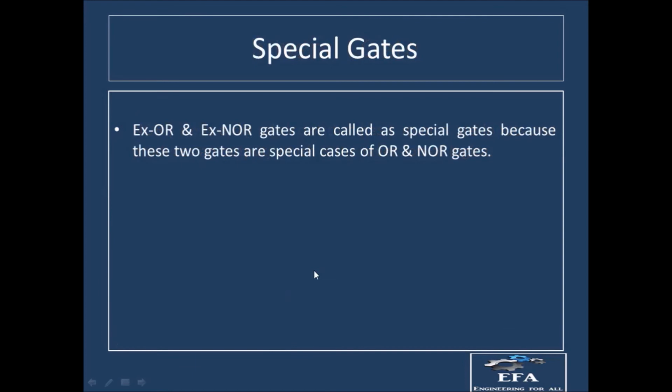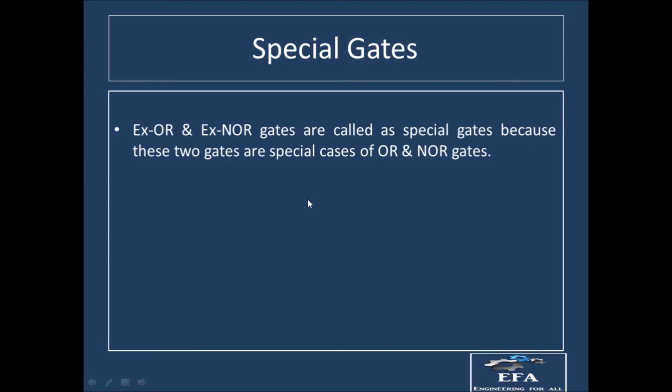Okay, so after that, moving on to the last category of the gates, that is the special gates. In the category of special gates, again we are having two gates. The first one is the XOR gate, and the second one is the XNOR gate. X means exclusive, so exclusive OR and exclusive NOR gates. These are the special type of gates, because these two gates are special in the cases of the OR gate and the NOR gate.